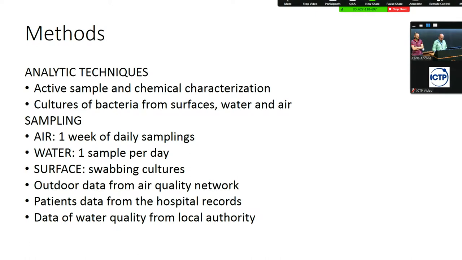So the analytical techniques to measure the contamination: first of all, active sampling, and then classical chemical characterization for the endpoints. We thought about putting in representative points a sampler that samples particles, PM10, PM2.5, so we will have the filters to make the characterization. We will take a sample of water once a day to make the characterization of metals and of bacteria in water. It should be sanitized, but better to check.